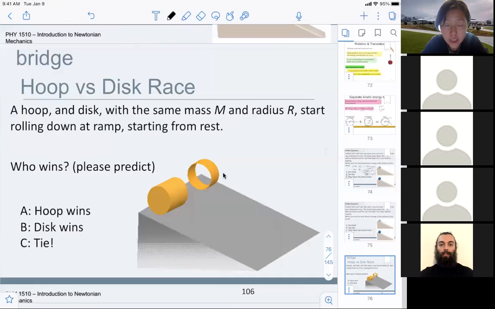All right, 10 more seconds, if you want to add to your prediction. All right, I'm going to go ahead and end this. Let's take a look. Slightly more voted for the disk, and we still have quite a majority voted for A. Or maybe they tie, maybe they reach the bottom at the same time. To answer that question, let's take a look at the demo to see which one will win the race.